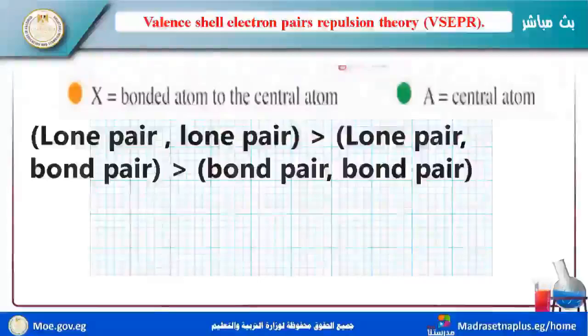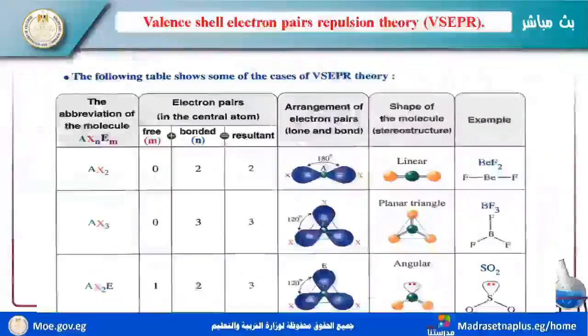Now we discuss the effects of lone pairs and bond pairs on the value of the angle. X is a bonded atom to the central atom, and A is the central atom. Now, the shapes of the molecules: to know the shapes of molecules, we must define the number of lone pairs and the number of bonded pairs, using the abbreviation of the molecule, AXNE.